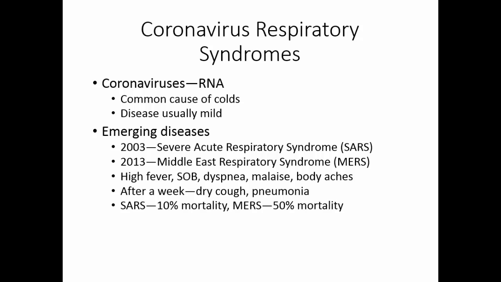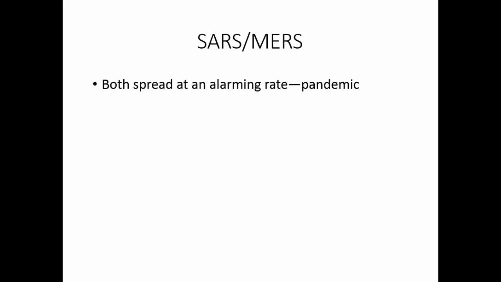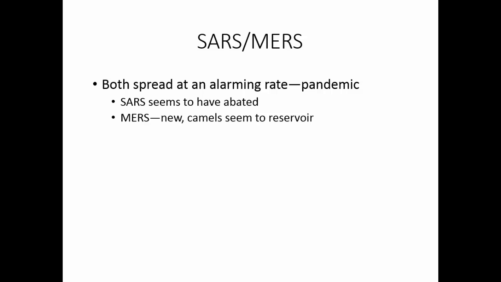SARS had a 10% mortality rate. MERS has so far had a 50% mortality rate. The virus enters the body through respiratory droplets. It destroys lung cells and then spreads via the blood to the heart and the kidneys. Both of these spread at an alarming rate. They quickly became pandemic. SARS seems to have abated, but MERS is new. What's interesting is camels seem to be the reservoir for this particular coronavirus.